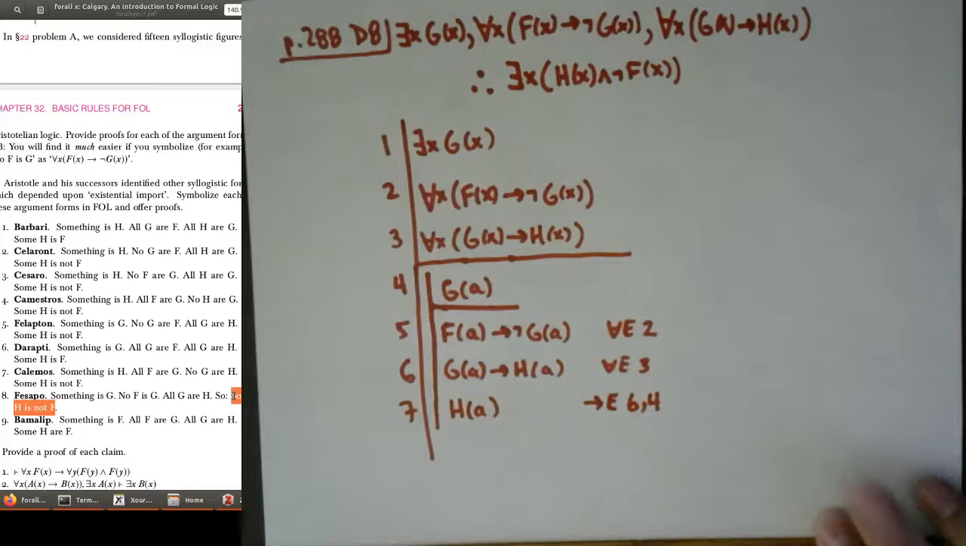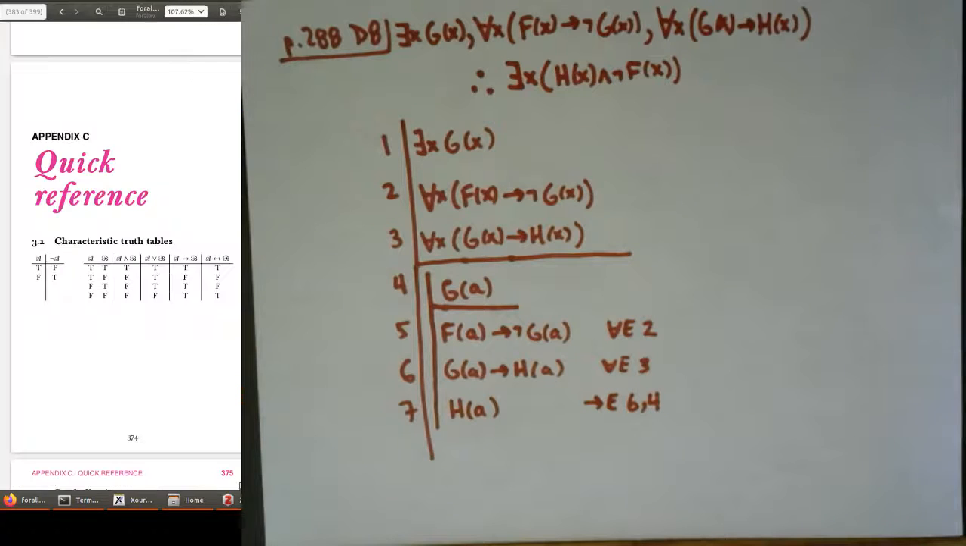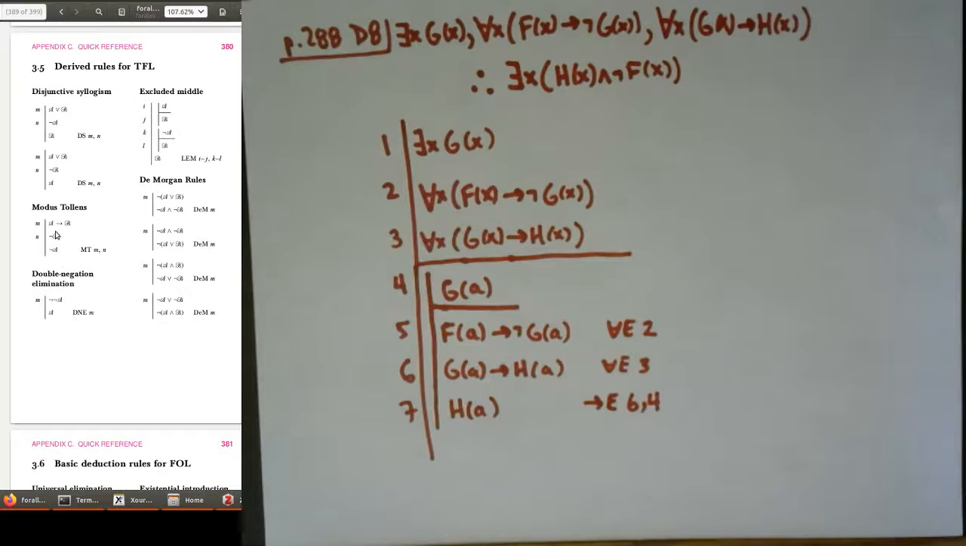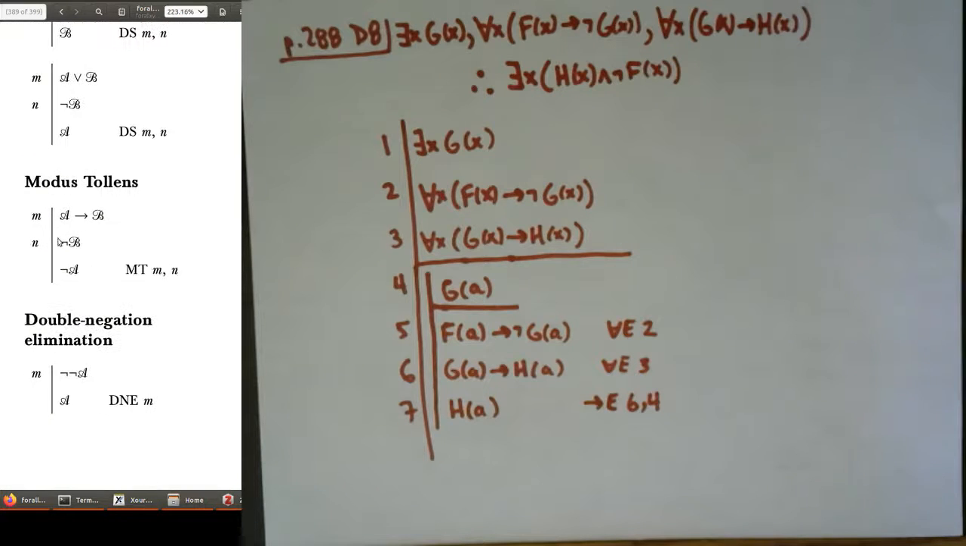Now the real question is, how do I get not F of A? Well, if we look at the modus tollens rule, this is a rule that lets us conclude the negation of the left side of an implies.